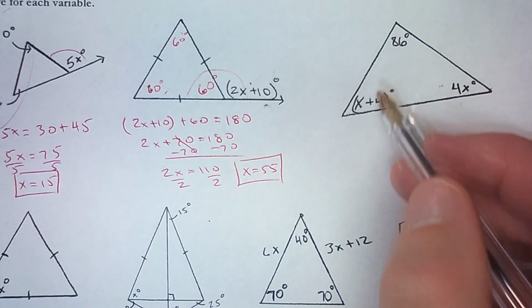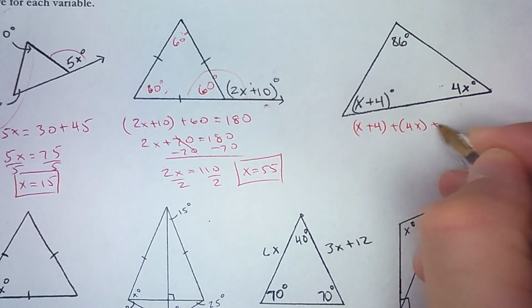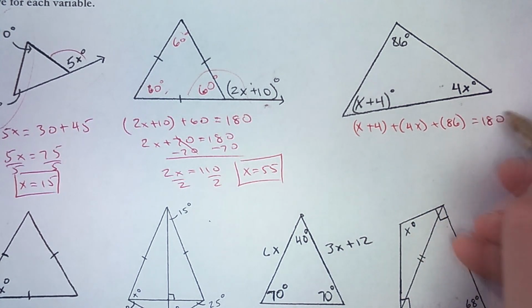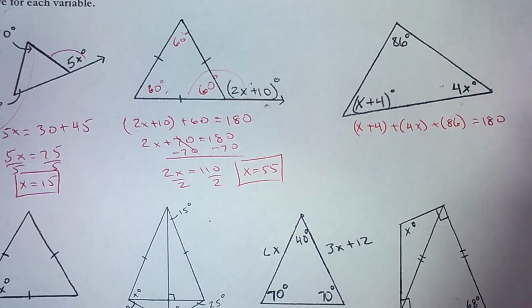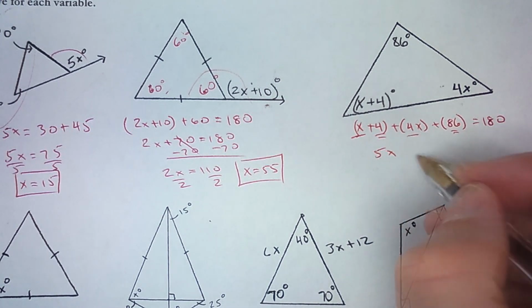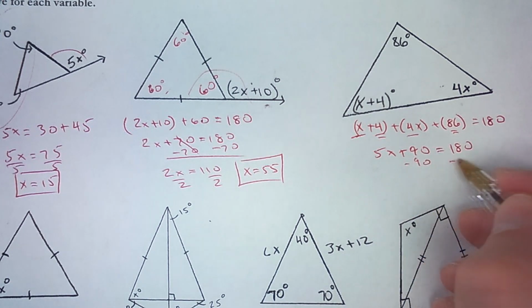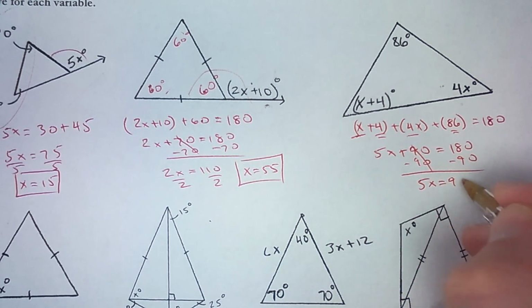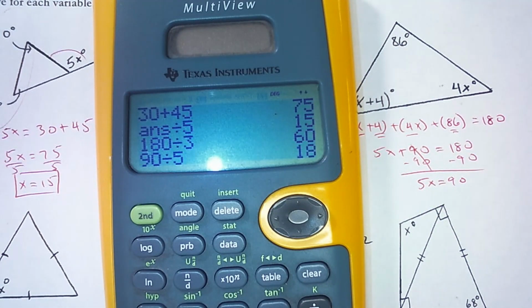Okay, a triangle always adds up to 180, so x plus 4 plus 4x plus 86 is 180. Okay, so the three angles of the triangle add up to 180. Okay, so I've got some like terms here. x and 4x makes 5x. 4 and 86 makes 90. And I can subtract 90. And 180 minus 90 is 90, so 5x equals 90. And then 90 divided by 5 is 18, so x is 18.